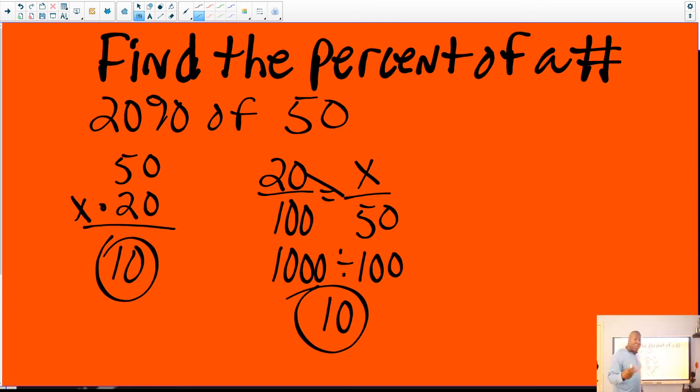Remember? Have you forgotten already? I said, yeah, 2 decimal places. There we go. 0.20 times 50 is 10, or you can do 20 over 100 equals x over 50. You can do it 2 ways.